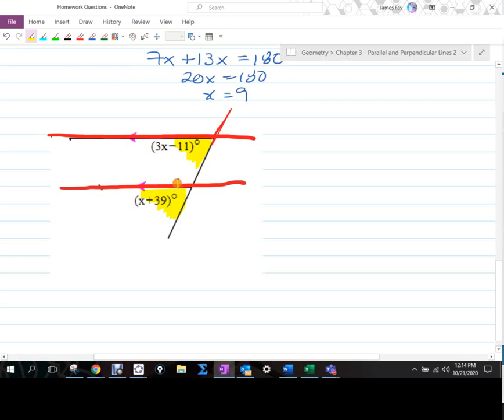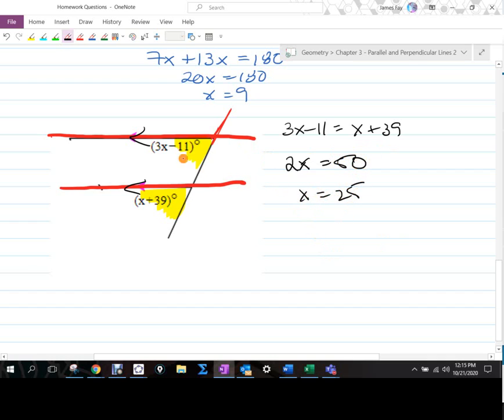What types of angles are those in comparison to one another? Corresponding. And corresponding, if the lines were parallel, which they are, corresponding angles have to be what to one another? Congruent. Okay, so corresponding, congruent. So we've got 3x minus 11 should equal x plus 39. I'll subtract x from both sides, get 2x. Add 11 to both sides, get 50. So x should be 25.